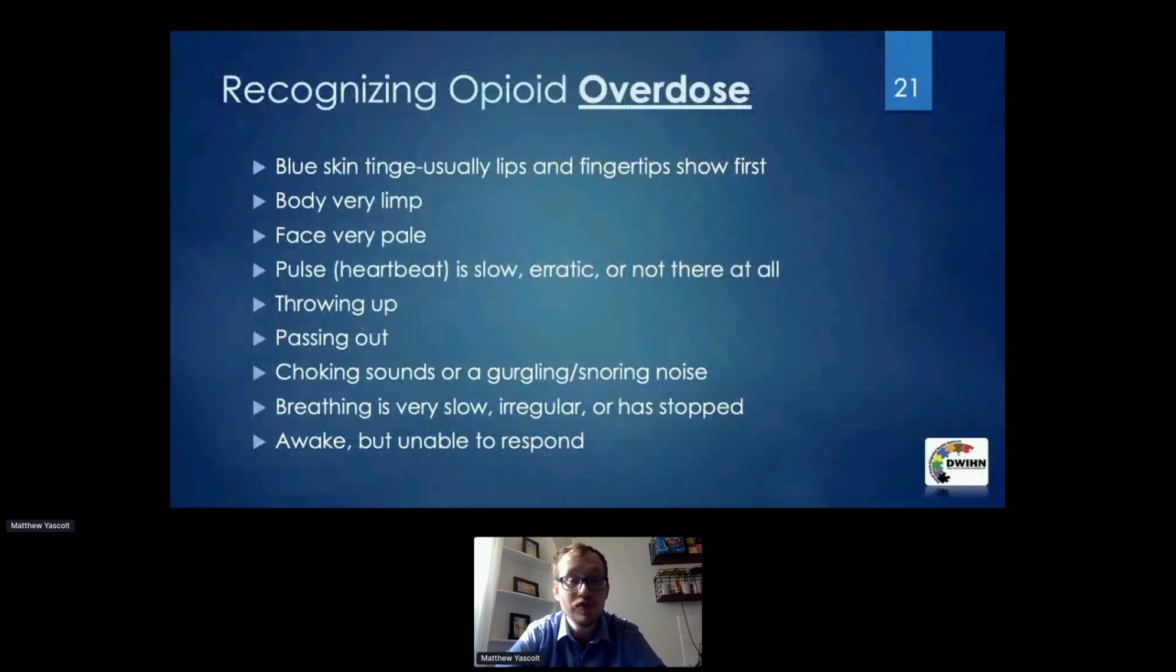Signs of overdose: remember, oxygen is not flowing to those vital organs. So you're going to see the visual signs of lack of oxygen, right? So blue skin tinge around lips and fingertips. And no matter anyone's complexion, you will be seeing blue skin tinge. Body will be very limp, face will be very pale. Individual could be throwing up, but really, frankly, that could be signs of intoxication as well. An individual could be passing out. You could hear choking or gurgling or snoring noises, which I like to put a little emphasis on.